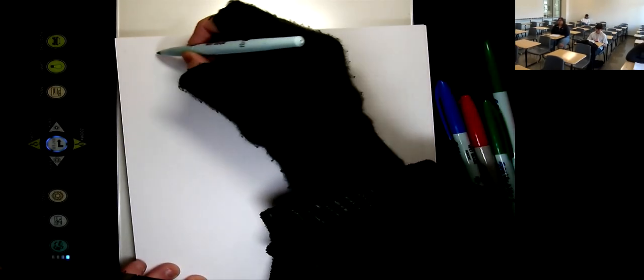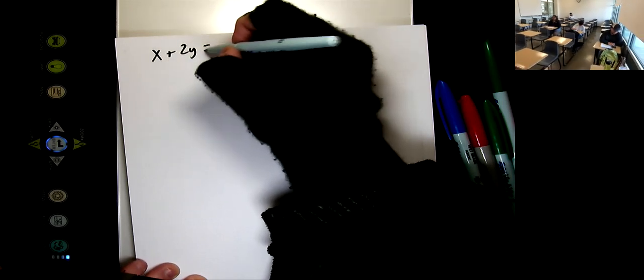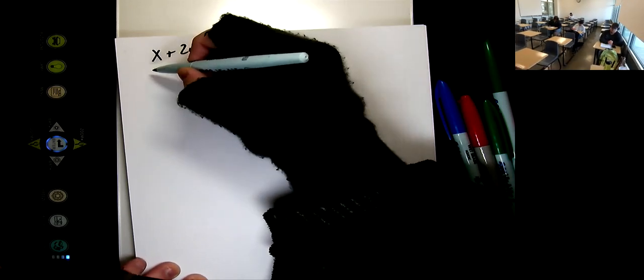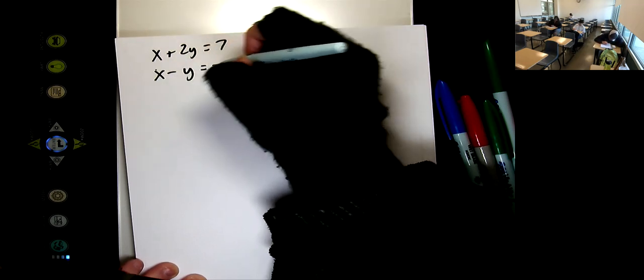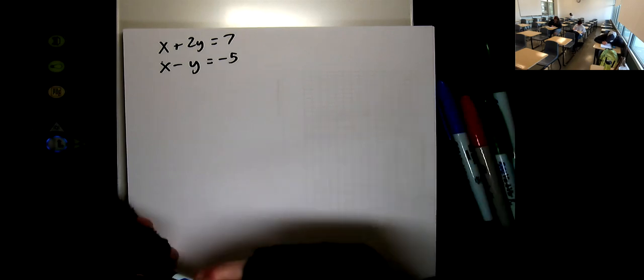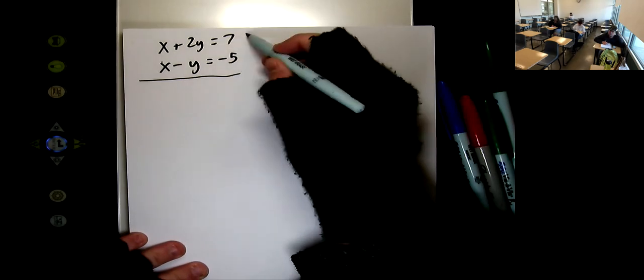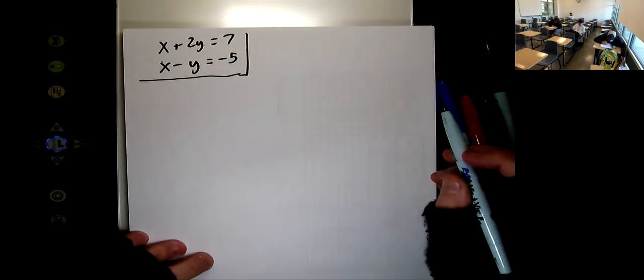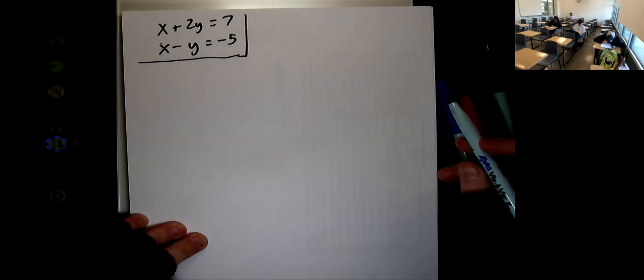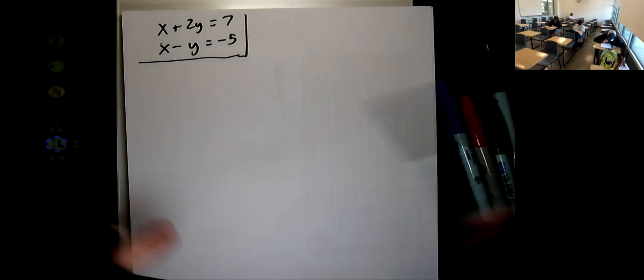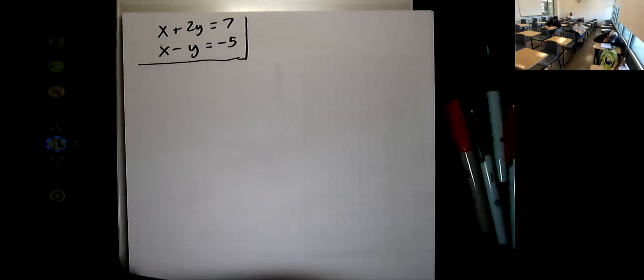All right, let's take a look at an example. We're gonna work with x plus 2y equals 7 and x minus y equals -5. Those are my two options. I'm gonna show you doing them either variable. Option A.